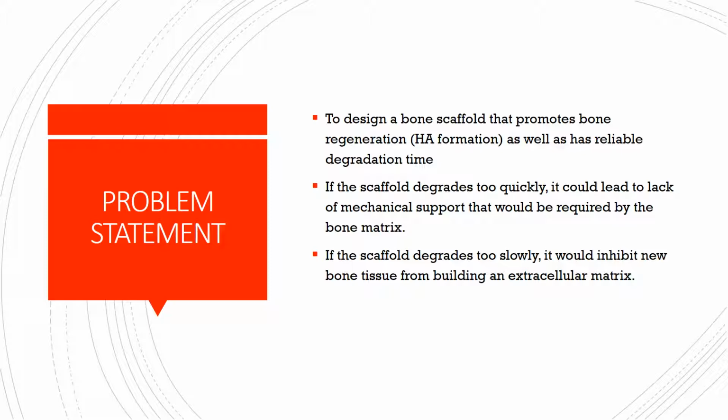If the bone scaffold degrades too quickly, it would lead to a lack of mechanical support which is required by the bone matrix while it recovers. Whereas if the bone scaffold degrades too slowly, it would inhibit the new bone tissue from building an extracellular matrix, which would prevent new bone from forming.